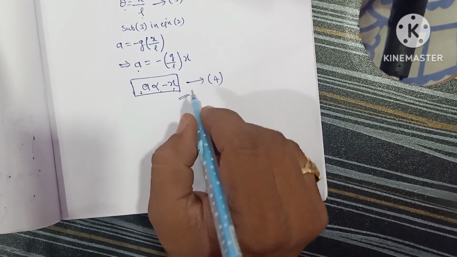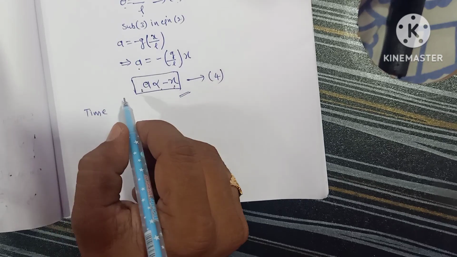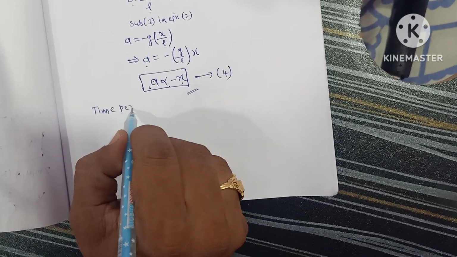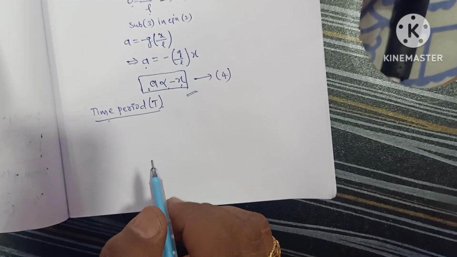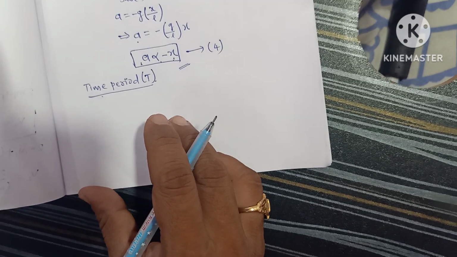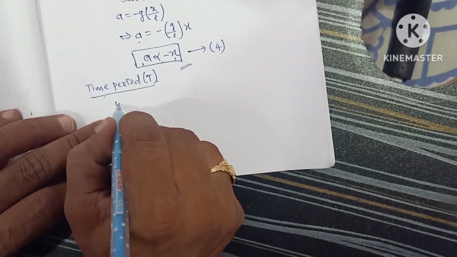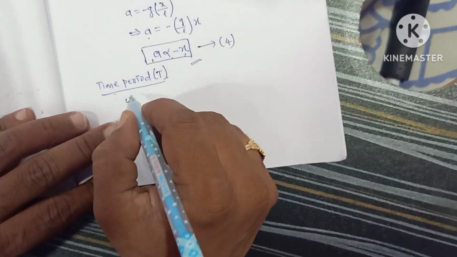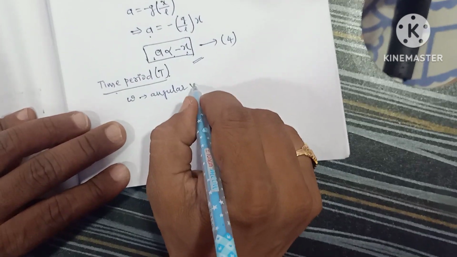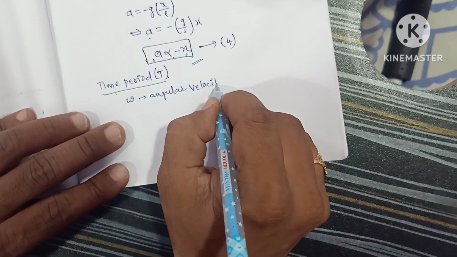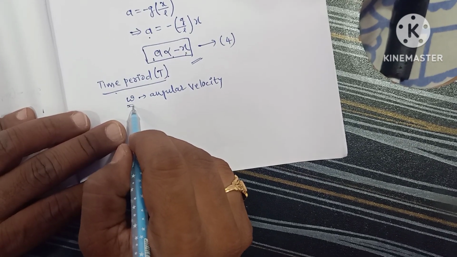Okay, now in the second part of the question we have an equation or derivation for time period capital T. For this, we suppose that omega is the angular velocity. If an object is rotating in a circular path, we take velocity as angular velocity. That angular velocity is denoted by omega.